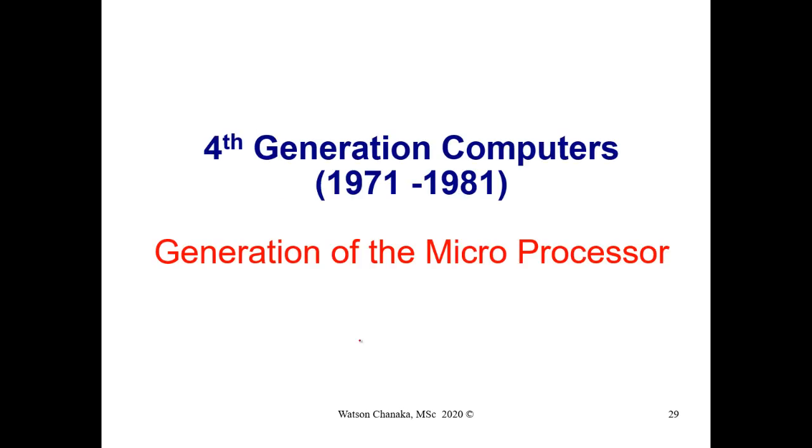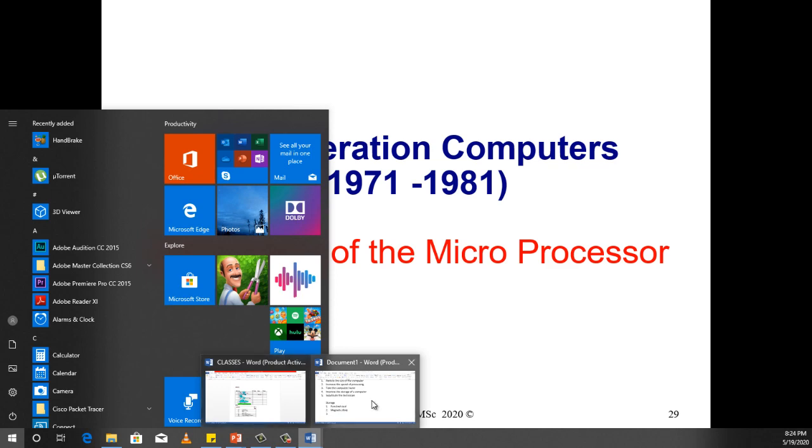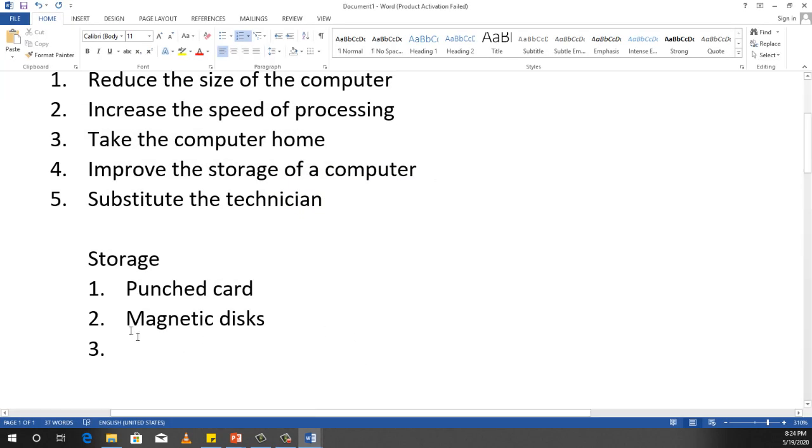Questions about the third generation. Okay, on storage devices, how did they store data? They continued using the magnetic disk, and some of them still used the punched card, but they also invented what we call a magnetic tape. It was one of the main devices they used to store data on a tape.